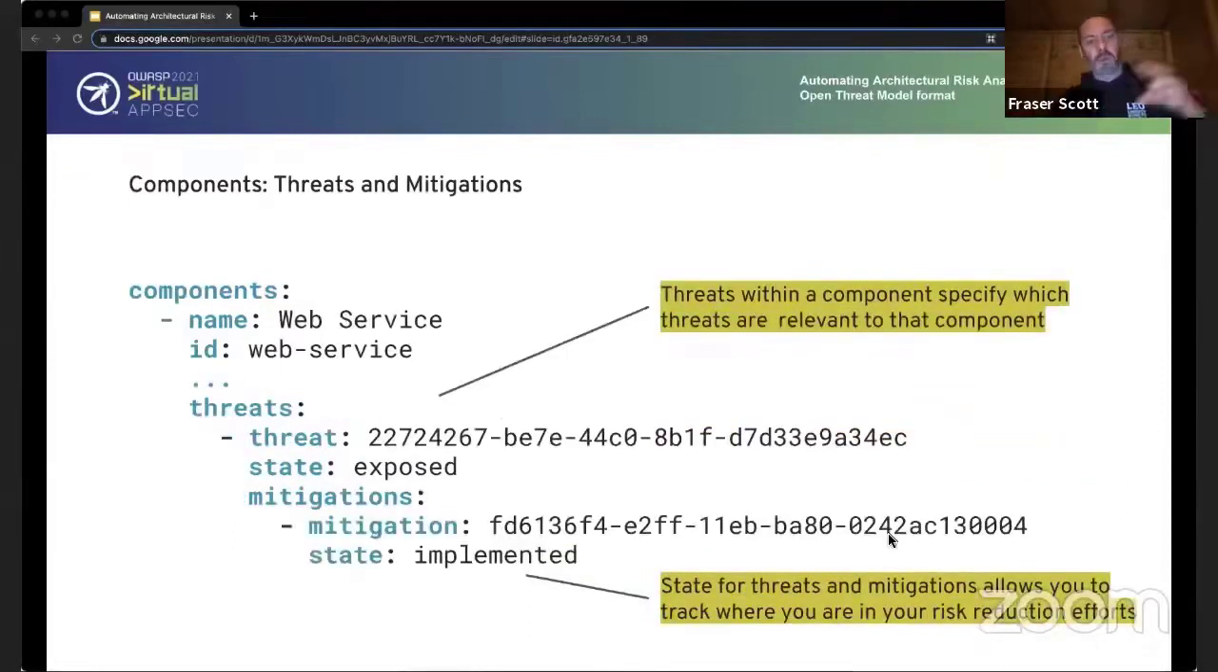Now, going back to the components, we obviously need to be able to relate threats and mitigations to those components, because we were just looking at them by themselves. So under a component, we can say, these are the threats that matter to this component. Here's the state, it's exposed, it's mitigated, or whatever that looks like. And here are the mitigations for that particular threat. So this is one that's been implemented and this one hasn't.